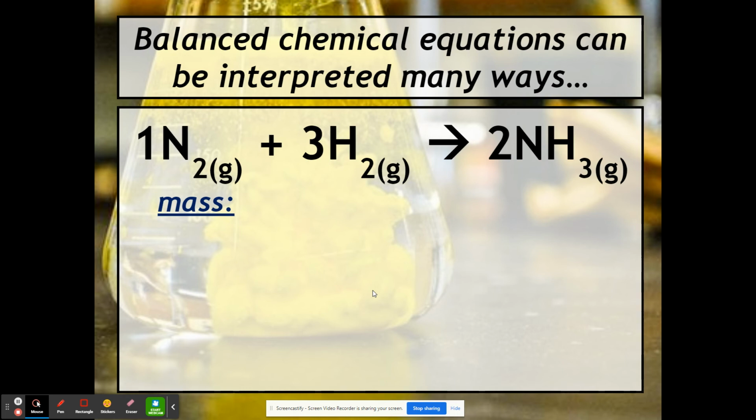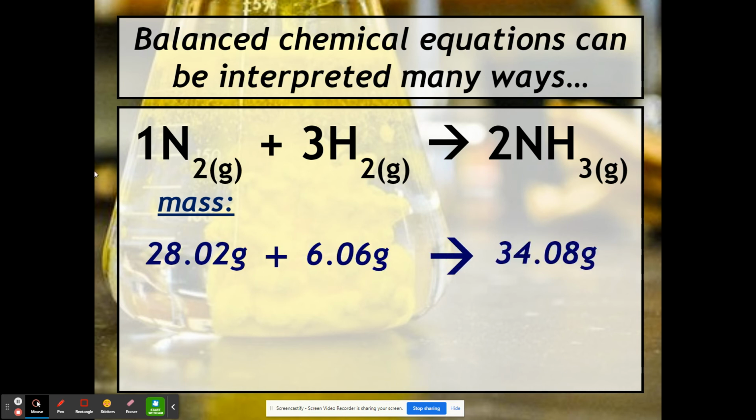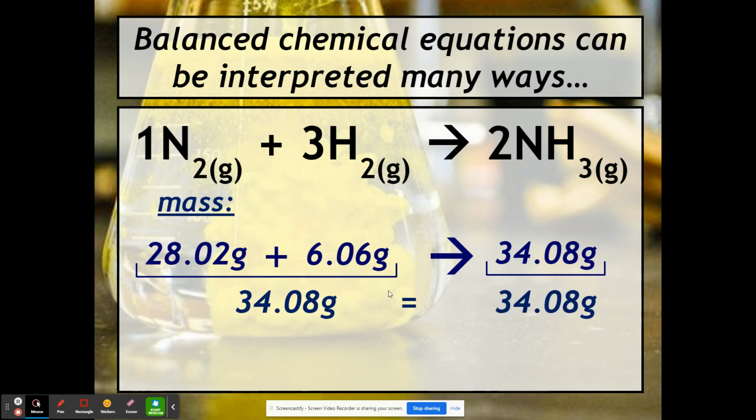Another way is by looking at the mass. The mass of the reactants and the mass of the products should always be equal. So we're going to show that by finding the mass of N2 at 28.02, the mass of 3H2 at 6.06, and then 34.08 grams is the mass for NH3. When we add them up, they do indeed equal. So they're always equal.